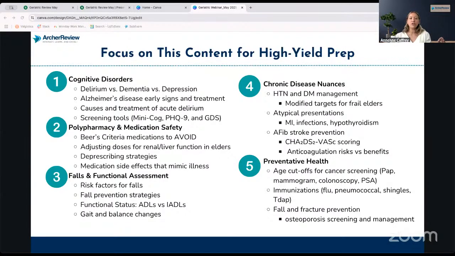It's everything you need to know, whether it's cognitive disorders, polypharmacy, falls, chronic illnesses, even how to spot a UTI that maybe presents as confusion. We're going to hit on some ethical pearls. We'll hit on frailty, sleep and incontinence scenarios. This really, guys, is your roadmap. So if it's on this slide, plan for it to be on your boards.